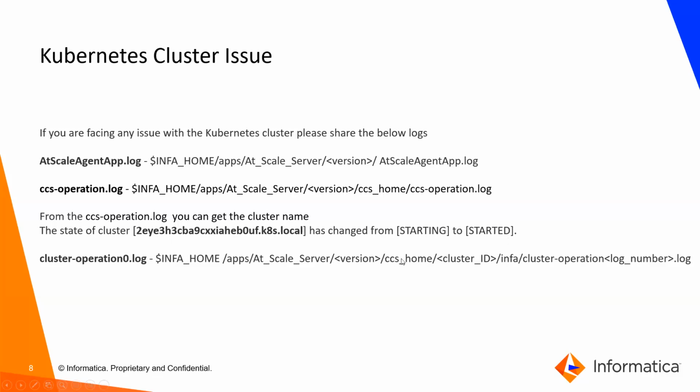Once you get that cluster name, you can get the cluster operation.log, which will be present under InfoHome apps at scale server version CCS home cluster ID. Here, cluster ID refers to the cluster ID which you get from the CCS operation log, InfoHome cluster operation.log, or the latest log number. These logs will be helpful for our troubleshooting if you are facing any Kubernetes cluster issues.